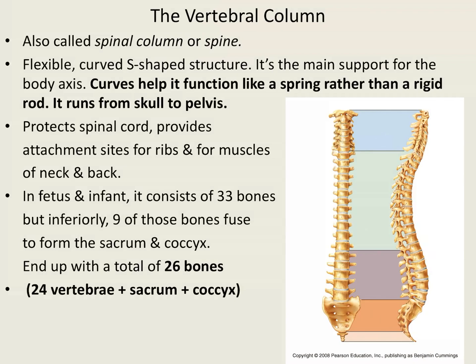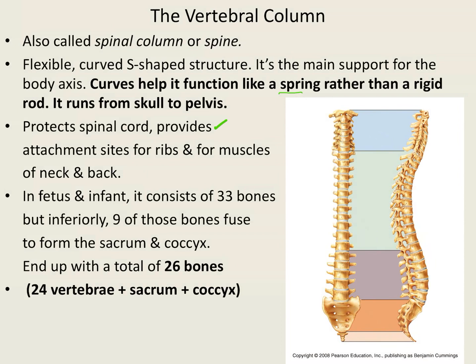You might notice that the vertebral column is not straight, but it has curves to it, right? So the curves help it function more like a spring rather than a rod. So it helps you absorb shock as you step, jump, absorb shock as you move around in the world. So the bones originally are to provide protection for the spinal cord, but also attachment sites for ribs and also for muscles of the neck and muscles of the back.